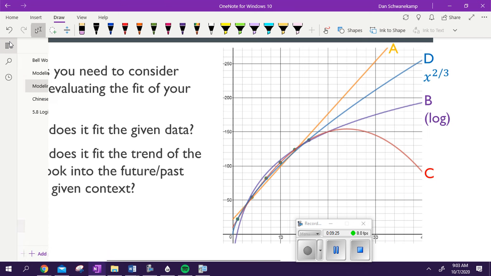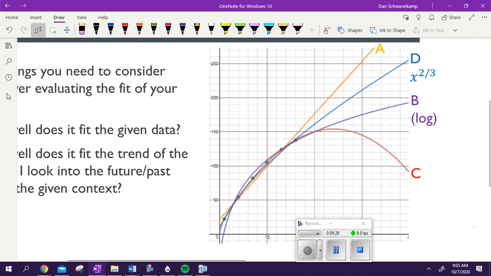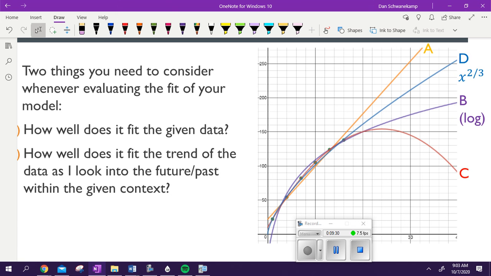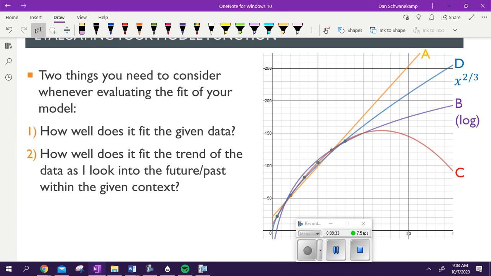Here's a graph of it, okay? I gave you the 4 lines here, A, B, C, and D. What I want you to do right now is have a discussion with your neighbor, okay? Based off the data that we typed in, and based off of what we need to do when we're modeling, here are the 2 questions you've got to consider. Number 1, how does it fit the data that's given? And number 2, how well does it fit the trend of the data as I look into the future or the past with the given concepts? Okay, so talk with your neighbor here, A, B, C, or D. Which graph do you think is the best model of our data?